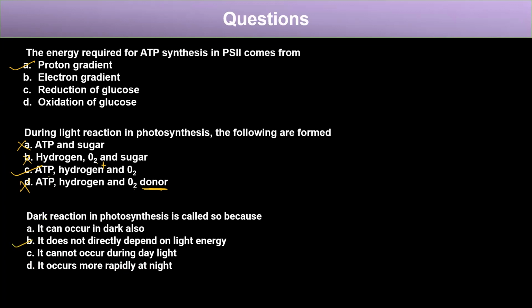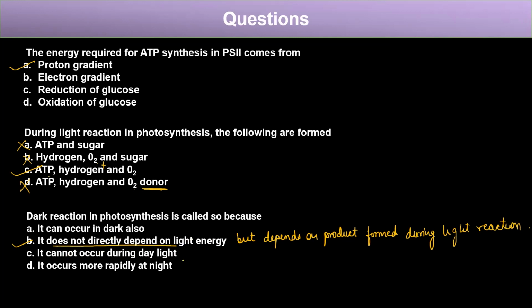The light reaction is called light reaction because it requires light energy directly. But the dark reaction does not depend directly on the light energy, but depends on the products formed during the light reaction. So this is why it is known as the dark reaction, because it does not directly depend on the light. In the next lecture, we'll start the dark reaction, and then we will see how the products formed during the light reaction are utilized in the dark reaction.